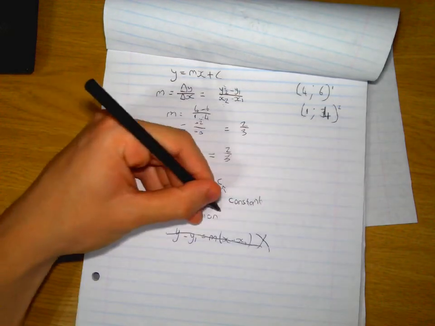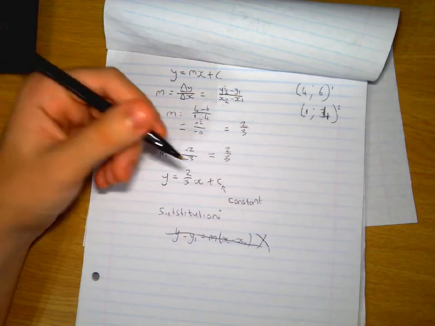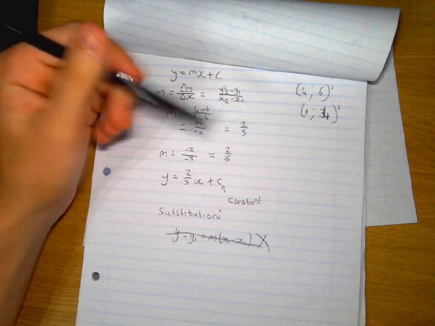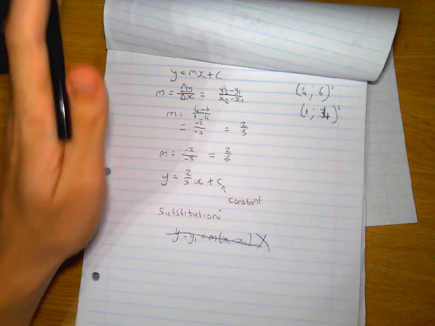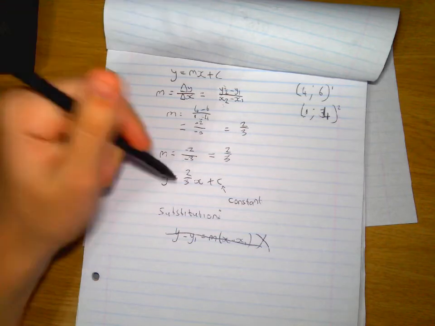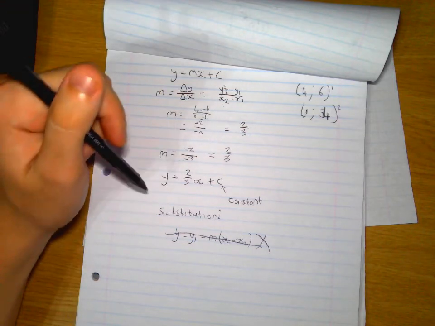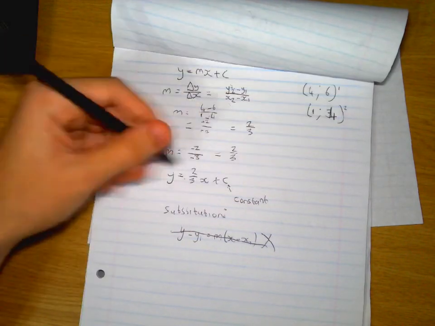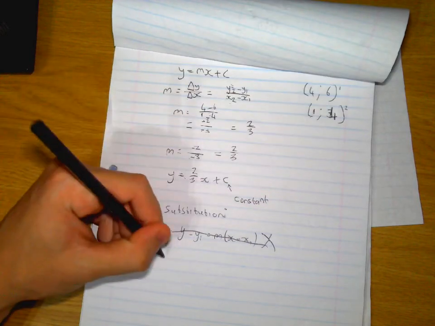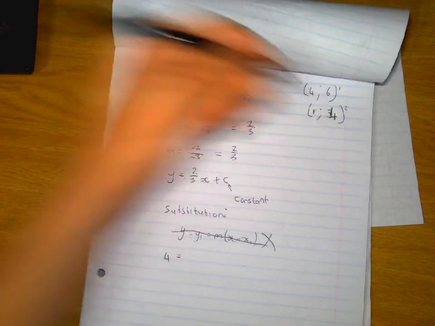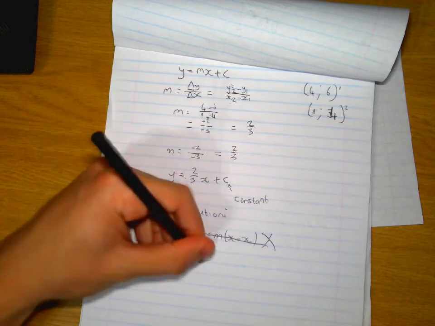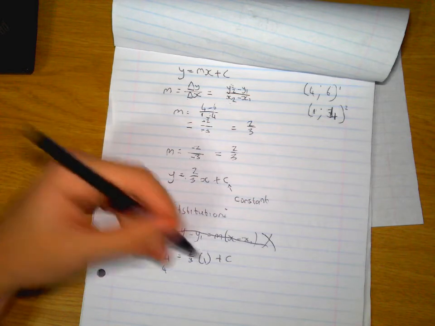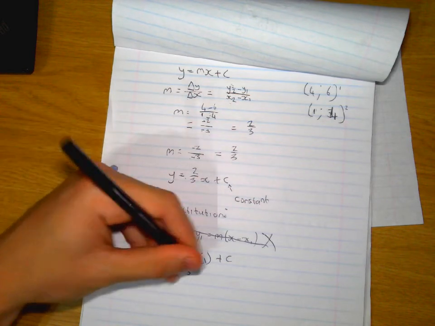It's more difficult. So for your substitution, you take any point, 4 and 6, or 1 and 4, you just take one of them, and you replace the x and y in this equation. Okay, so let's take this point here. So y is 4, so instead of writing y, I'm going to write 4, and x is 1. So instead of writing x, I'm going to write 1. Okay, so 2 over 3 times 1 is obviously still 2 over 3 plus c.